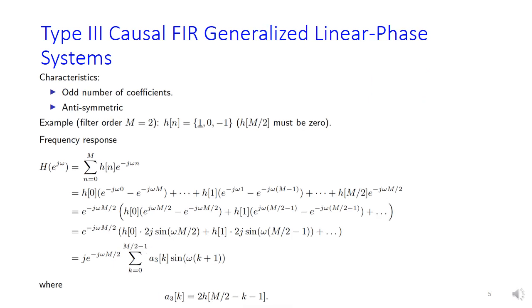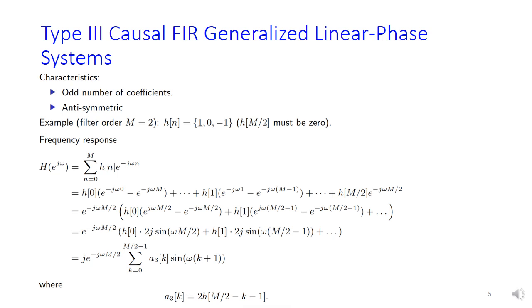Now let's move on to the type 3 system. How is it different? The first two are symmetric and the next two are going to be anti-symmetric systems, right? And then the third will have an odd number of coefficients. By this time you could already guess that the fourth one, with an even number of coefficients, would give you the fourth system with anti-symmetric.